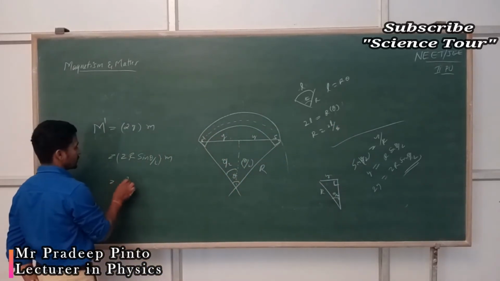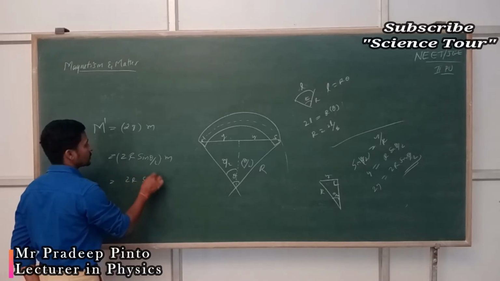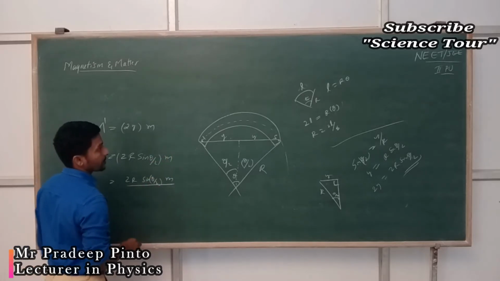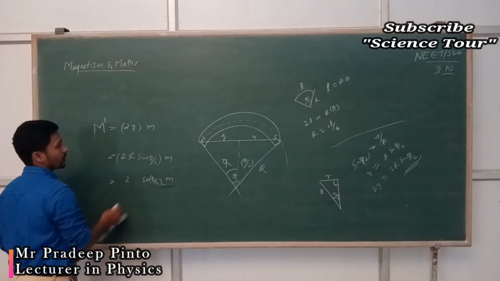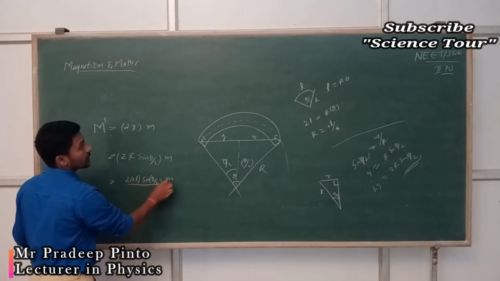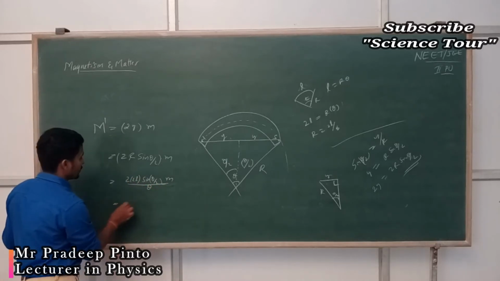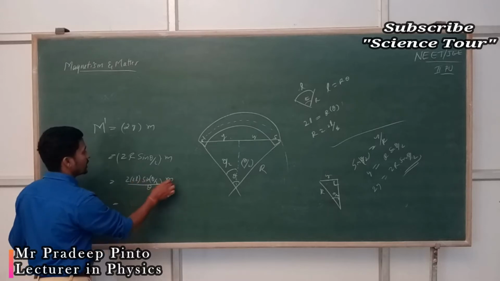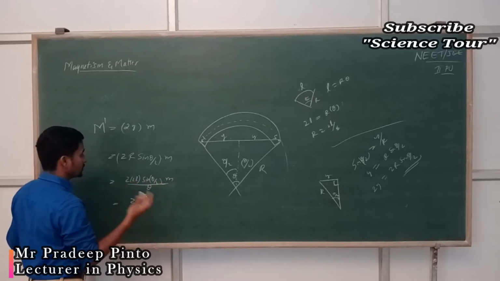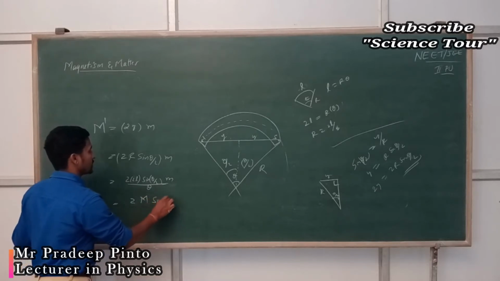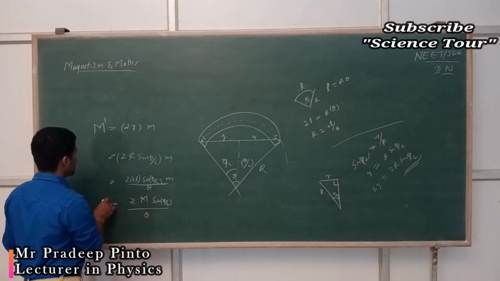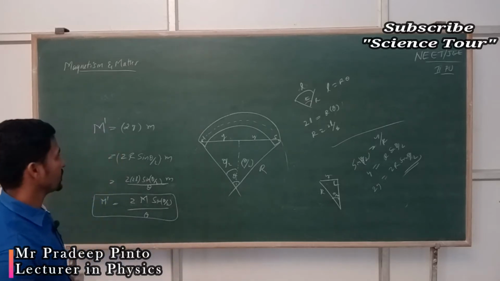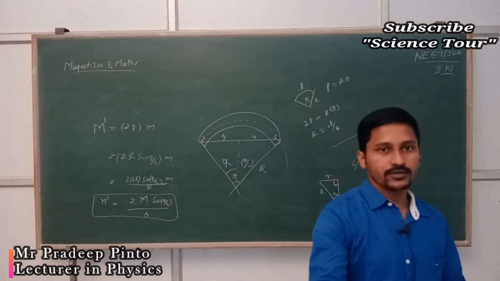So I get 2r sin theta by 2 into m, and for r we apply 2L divided by theta. So we are going to get 2 into 2L into m, where m is the original magnetic moment, times sin theta by 2 divided by theta, and that is m dash. This is the general formula you should know.